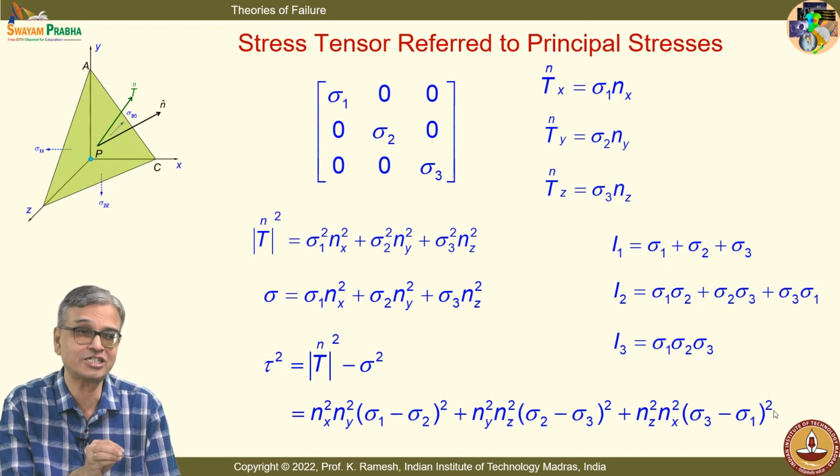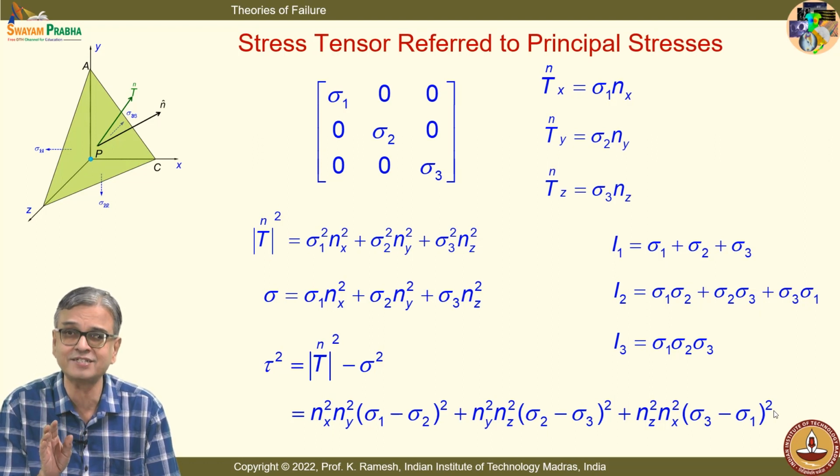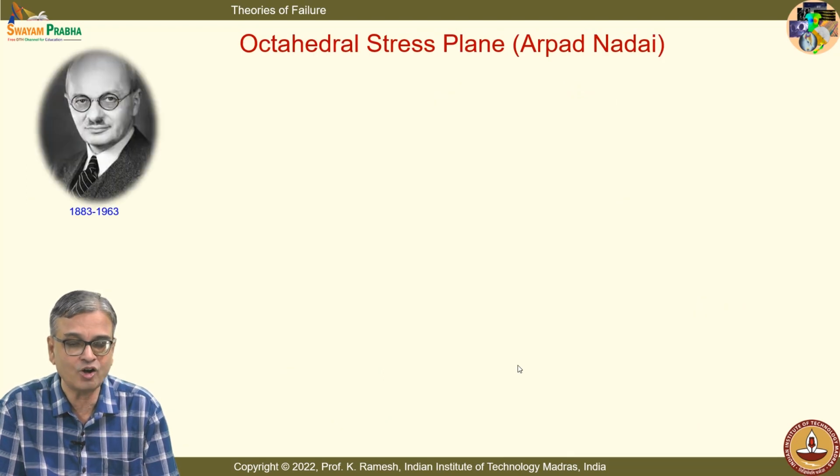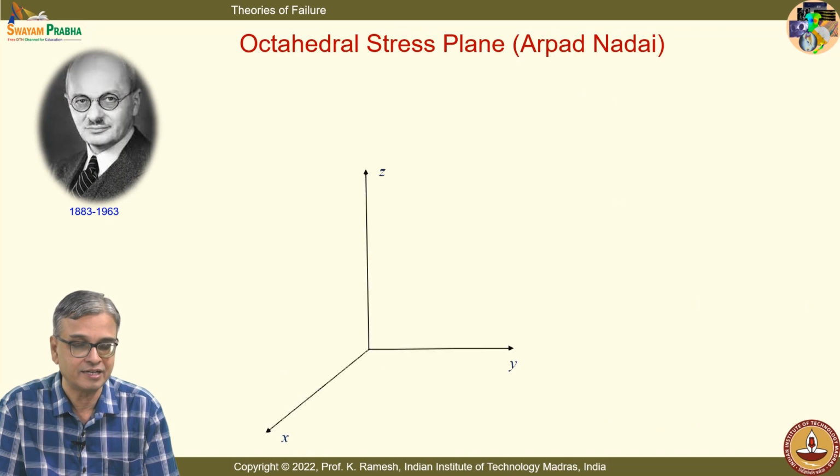We have looked at distortional energy, we looked at some similar form of the expressions, and when you come to octahedral shear stress, I know what nx, ny and nz are, they are 1 by root 3, fine. So, you have the octahedral shear stress.